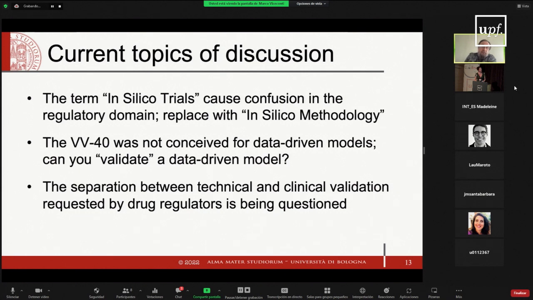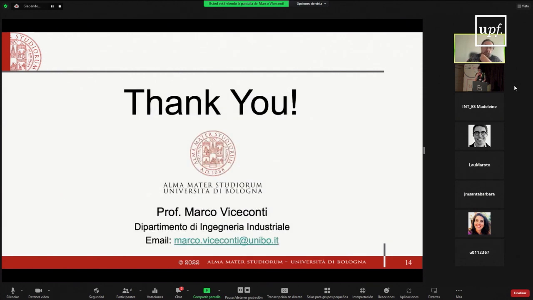The only technical standard we have that supports the evaluation of credibility for models in this context is the ASME V&V 40, which, however, was not conceived for data-driven models. So it's not clear how we can validate data-driven models, which are an important subcategory of in silico trials. And then there is a very complicated discussion going on with the drug regulator around whether we should separate technical and clinical validation. I don't have the time to enter into the detail, but it's really two different points of view clashing here. I would stop here.